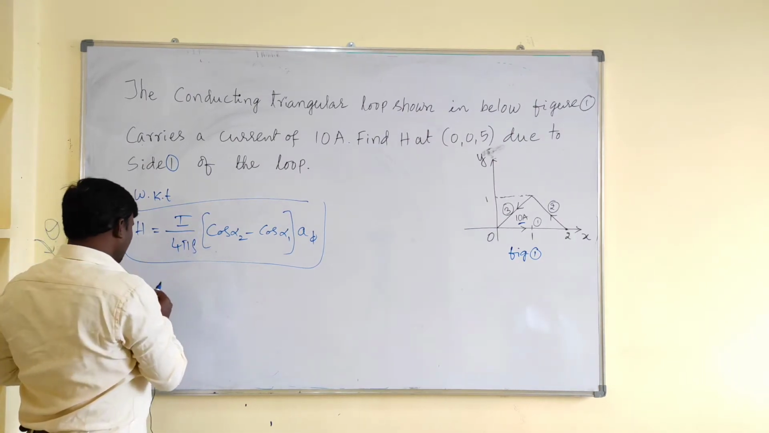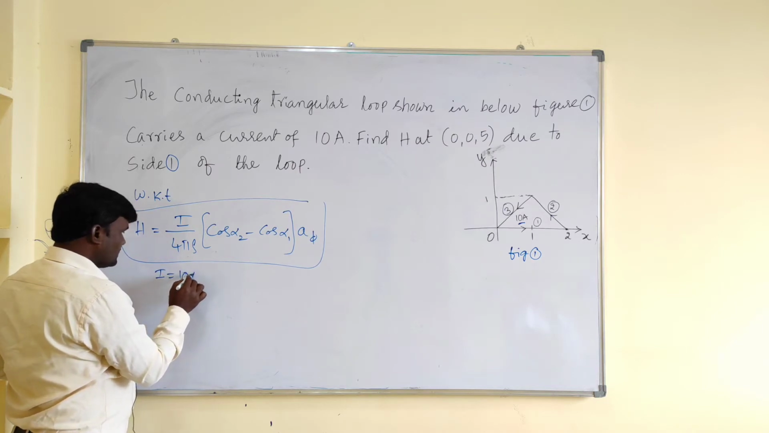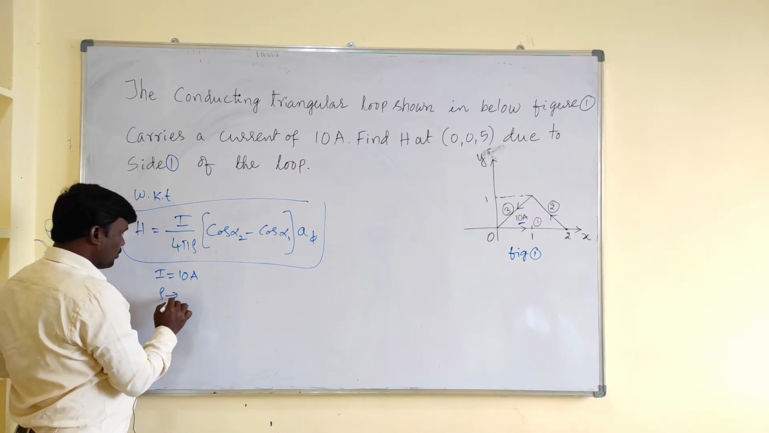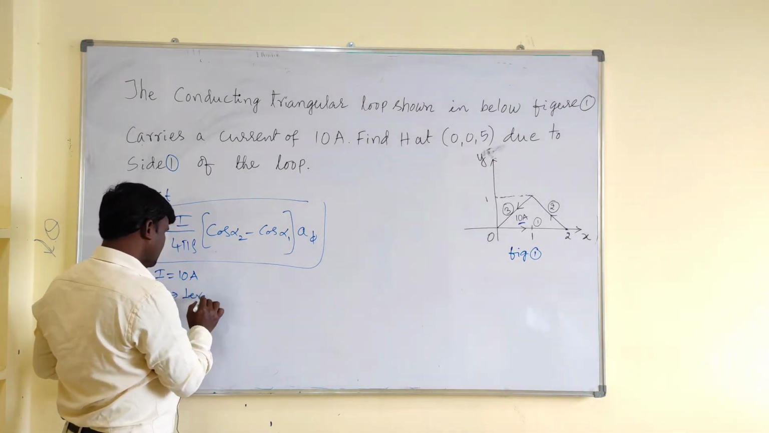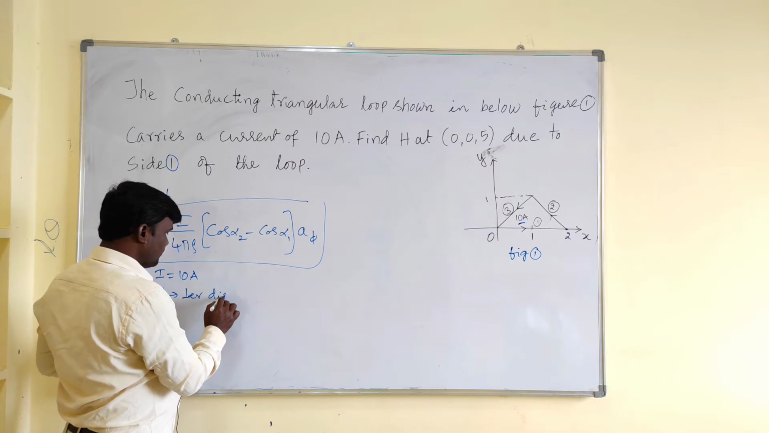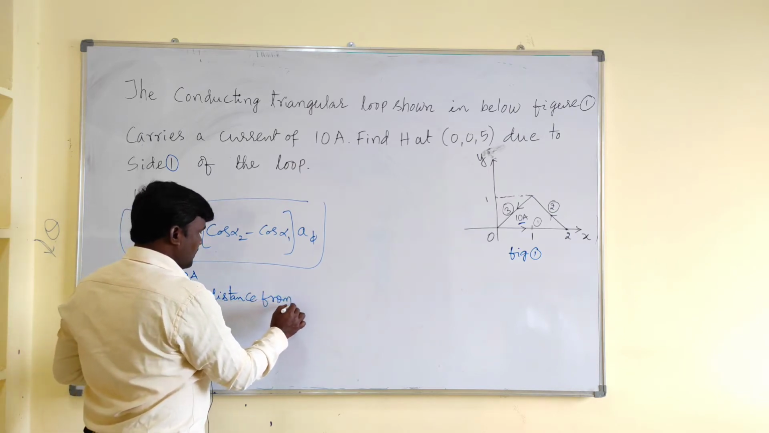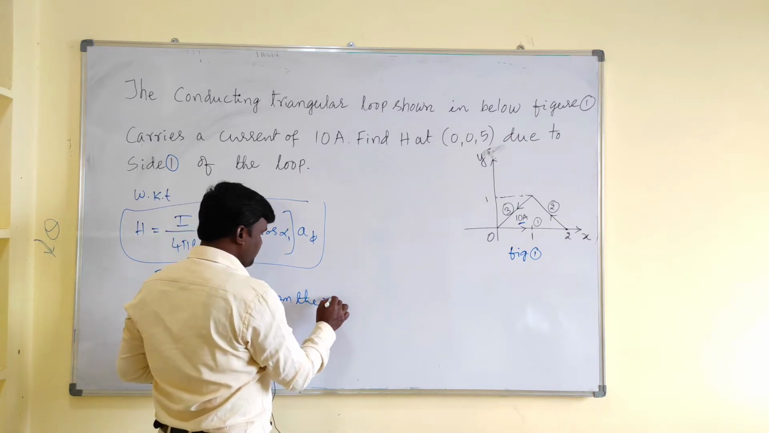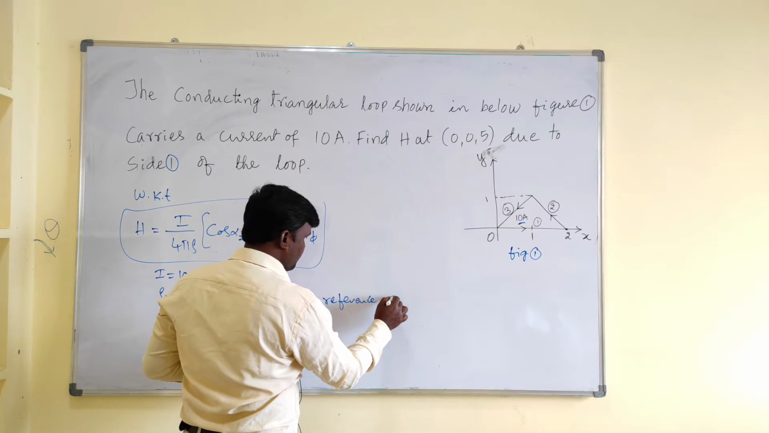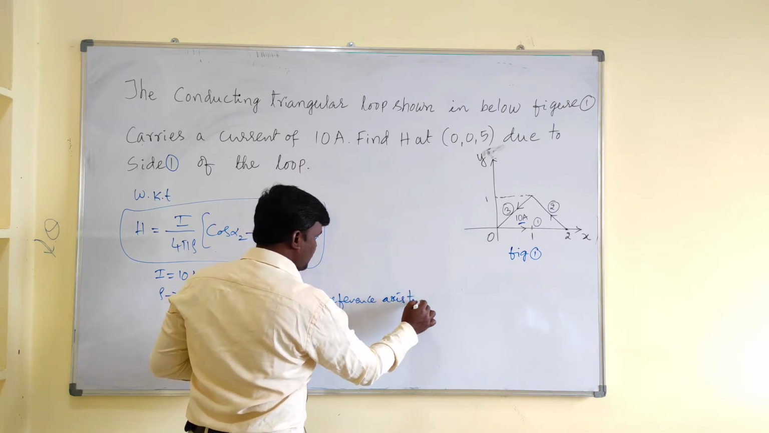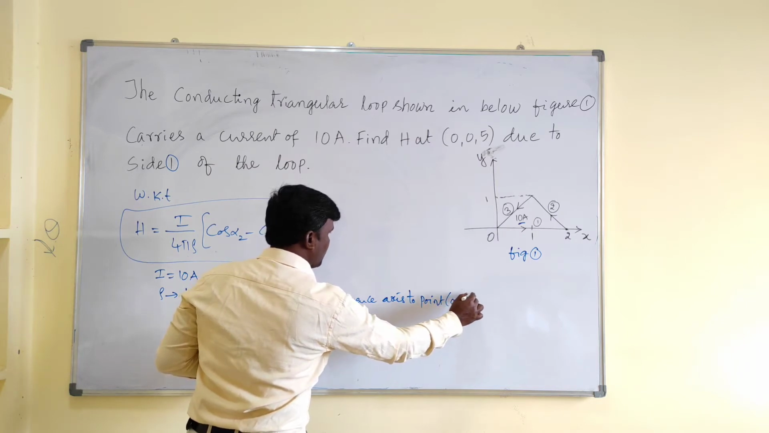In this equation, what is rho? I is given as 10 amps. What about rho? Rho is the perpendicular distance from the reference axis to the point of interest, that is, from the reference axis to the point (0, 0, 5).